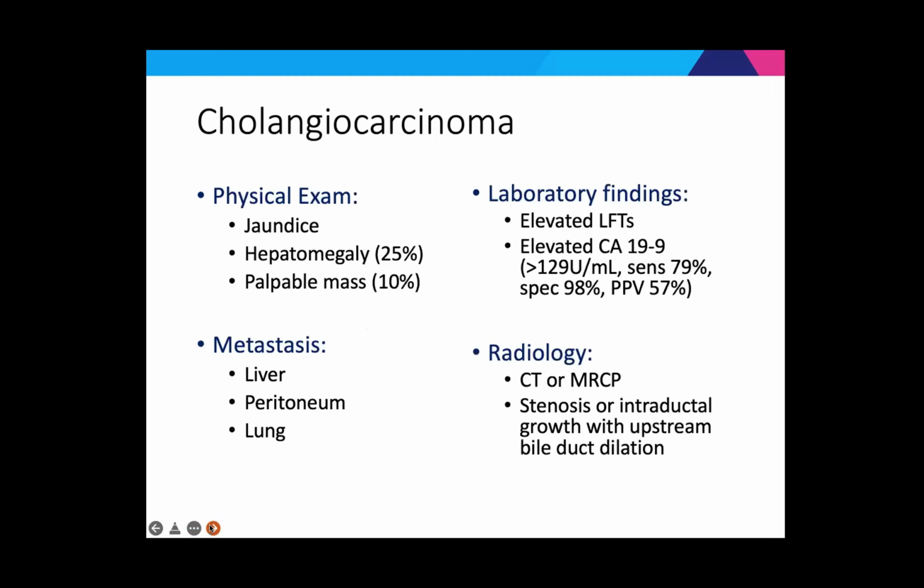On exam, you'll find jaundice, and rarely hepatomegaly or a palpable mass. On labs, you'll notice very, very high LFTs, typically bilirubin in the 20s or 30s, and elevated CA 19-9. Now, this is not a diagnostic test, but oftentimes in cholangiocarcinoma, it will be elevated, typically in the thousands. This tends to metastasize towards the liver, peritoneum, and the lung.